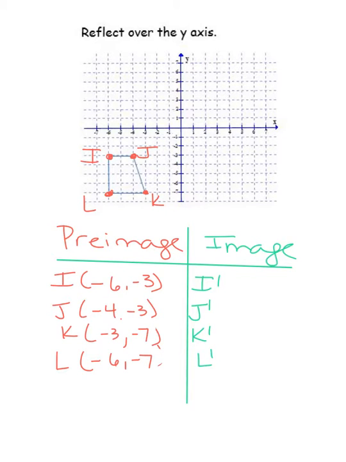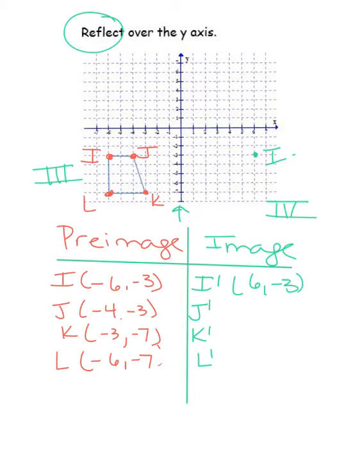We're going to look at another reflection, but this time we're going to go over the y-axis. So right now, again, our figure started in quadrant 3, and we're going to end up in quadrant 4. So let's see what we have. For I, I have -6, -3. So I'm going to work right along that horizontal line this time. And I'm going to end up over here at I prime. And that coordinate is going to be +6, still -3.